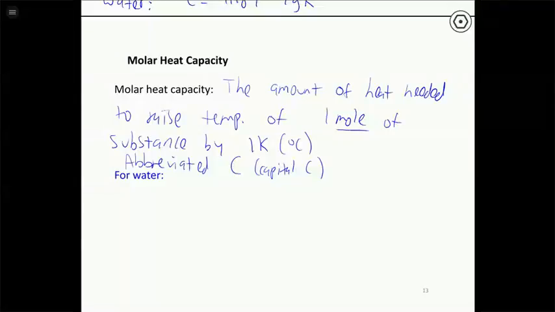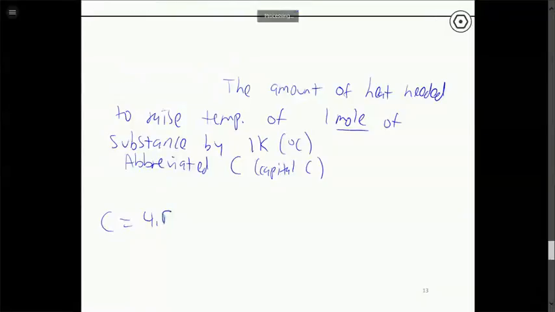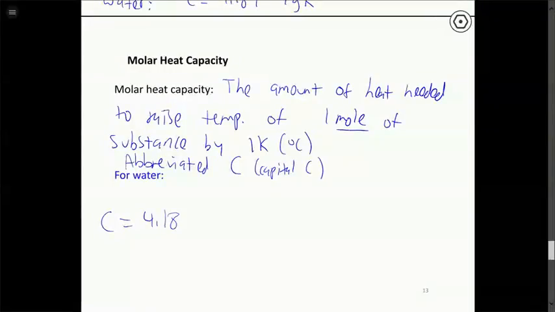All of them are basically abbreviated C, so you just need to know the context to know which one you're actually using. If we want to calculate the molar heat capacity for water, we can do that pretty simply using the specific heat capacity. The specific heat capacity for water is 4.184. Remember that the units for that are joules per gram Kelvin.